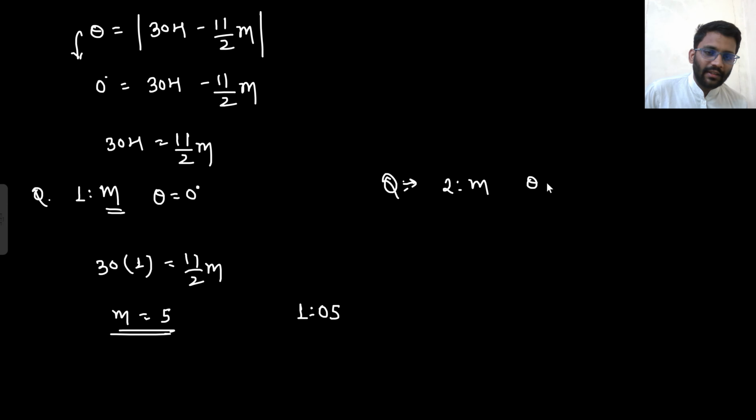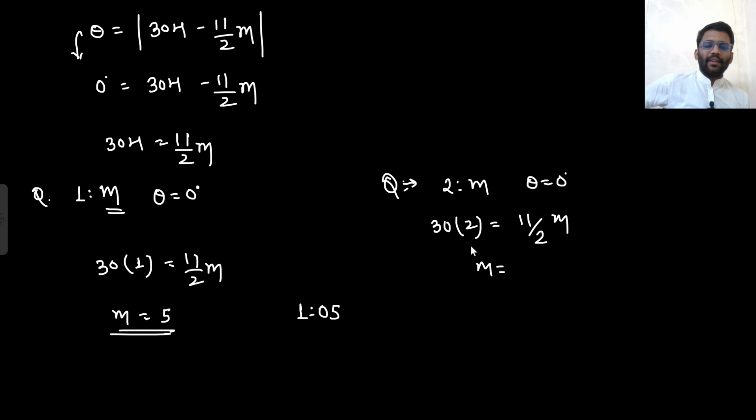What about the same question for 2 something? The angle will be 0. So what would you do? 30 into 2 equals 11 by 2 m. So m would be nearly double of 5. So m would be 120 by 11, nearly 11 minutes. So at 2:11 next. Next, after every 65 minutes it will coincide.